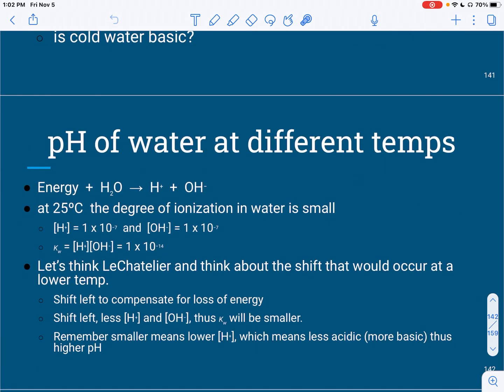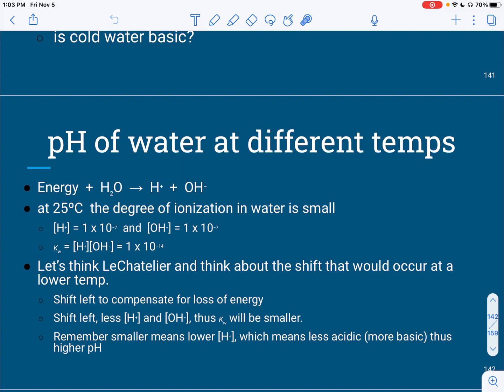So the Kw reaction is this right here, okay? And it's going to take energy to dissociate the water. So we put energy here. It's an endothermic process. At 25 degrees Celsius, the ionization, meaning the breaking apart of water, is very small, and our Kw is 1 times 10 to the negative 14. That's a very small Kw, so we don't have a lot ionizing.